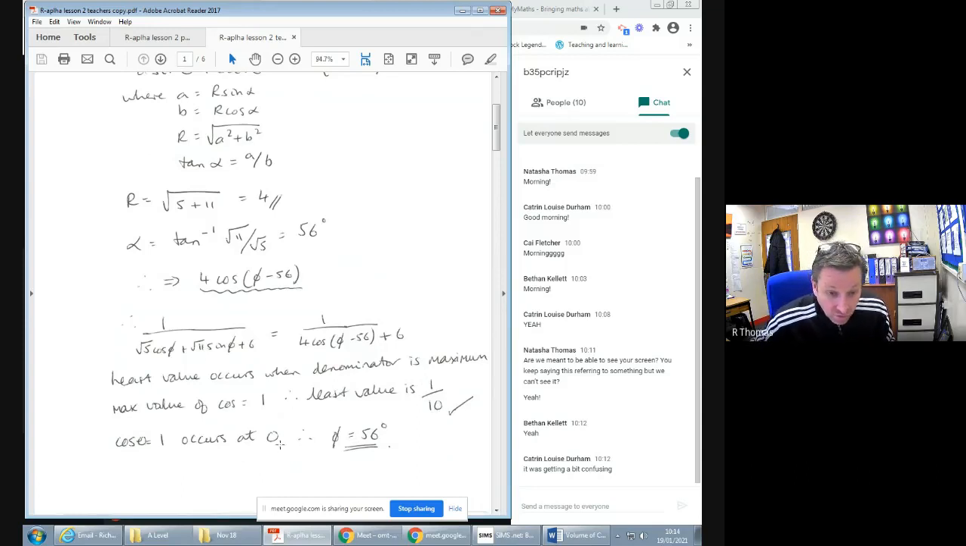They then ask for at what value of phi will that occur? Well, if you know your cos and sine graphs, you'll know that cos starts at 1. So cos of 0 is 1. So I need this bit here to be 0. So obviously, for that to be 0, phi would have to be 56. 56 take away 56 would give me 0. Cos of 0 is 1. 1 times 4 is 4. 4 plus the 6 is 10. So that's where it all came from.